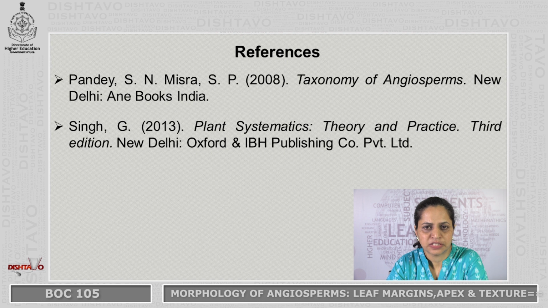Now these are the books which I have referred to: Taxonomy of Angiosperms by Pandey and Misra, and the second book is Plant Systematics, Theory and Practice, 3rd edition by Gurcharan Singh.